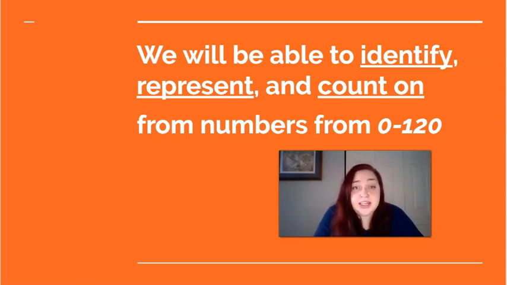Today, we are going to identify, represent, and count on from numbers between 0 and 120. What that means is we're going to identify the number. We're going to figure out what number it is. We're going to represent that number using our quick tens. And then we're going to count on from that number. We're going to use our knowledge of tens and ones and number patterns to help us count on from that number. Let me show you what I mean with my first example.